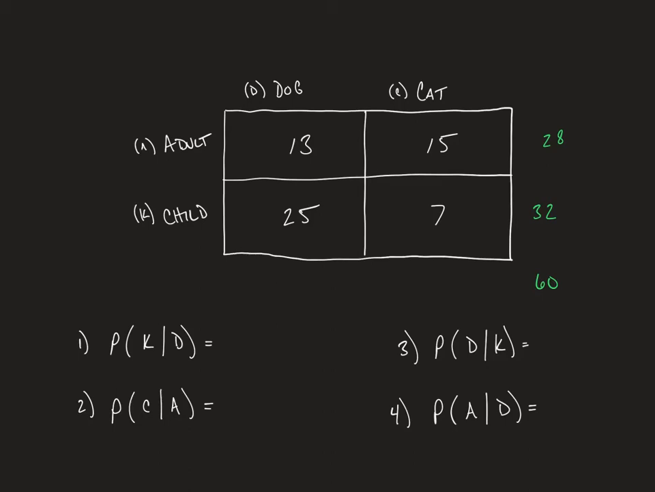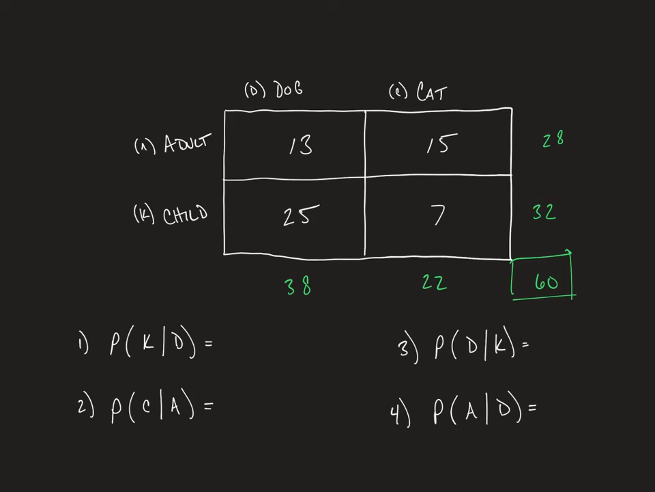Dog people, there are 38 of them. Cat people, there are 22 of them. That also adds up to 60 people. So a total of 60. Let's calculate the following probabilities. What is the probability that somebody is a, K denotes child here, a child given that they're a dog person?